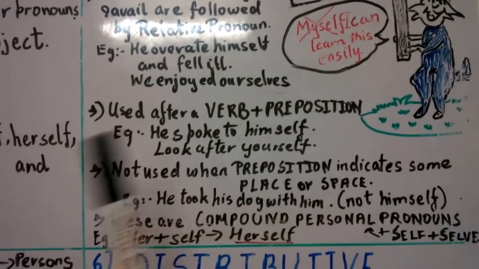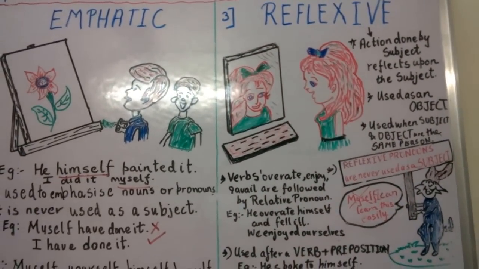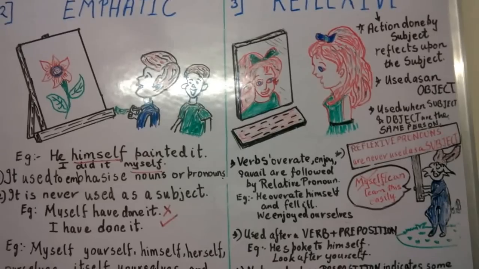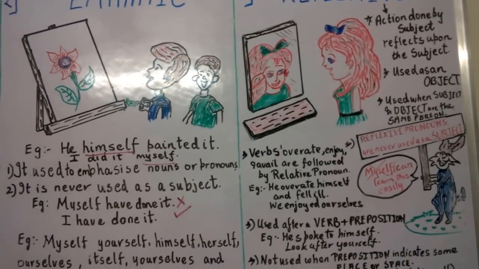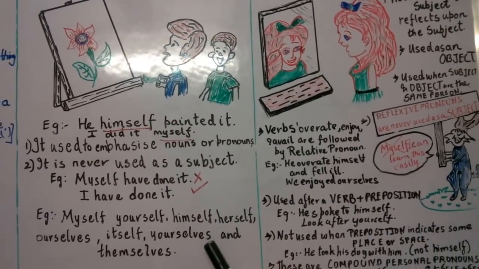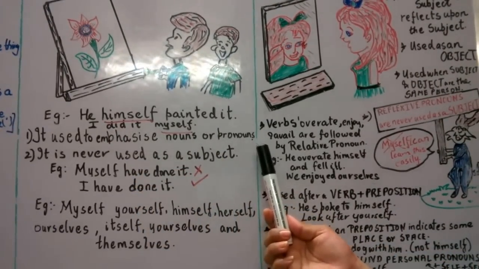So this is all about emphatic and reflexive. In short, you have to remember that emphatic comes before the verb and reflexive comes after the verb. And reflexive, he does the work himself. And emphatic, it is used to emphasize nouns or pronouns.